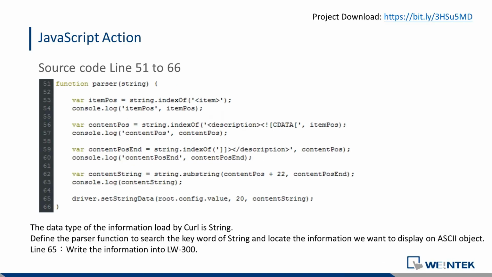From source code line 51 to 66 is the second part. We're going to define a parser function. It will filter the information we need. In the previous function, we already got the information from the website, and the data type was transferred to string. So here we're going to use this parser function to search the keyword of the string, so it can locate the information we want to display on the ASCII object, and then we're going to write the information we need into LW300.